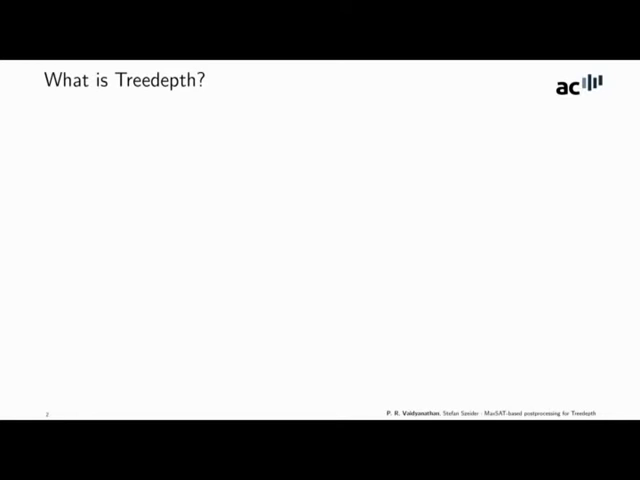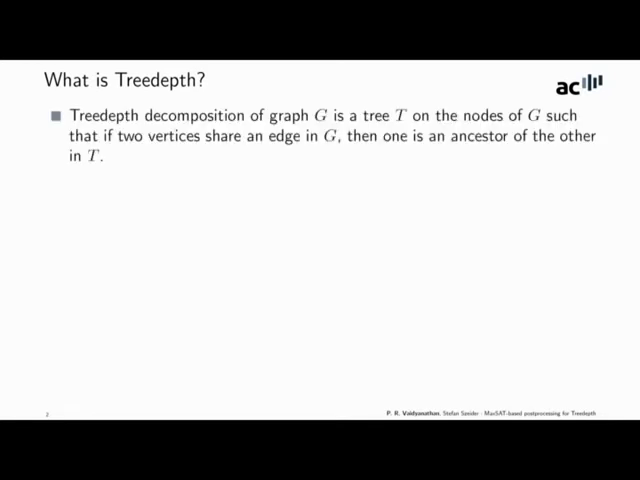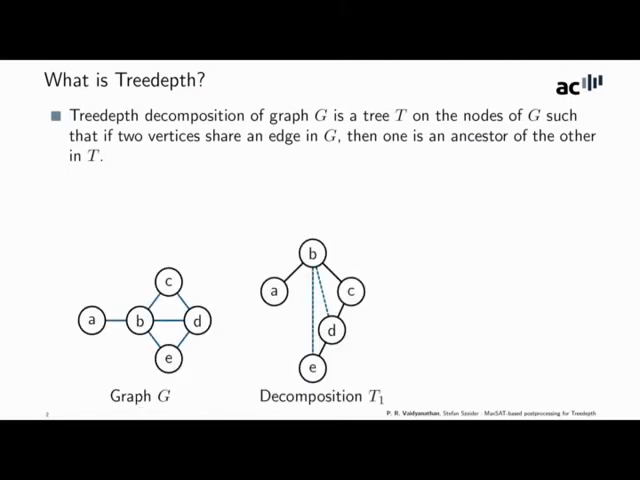So let's look at the basic definition of tree depth first. The tree depth decomposition of a graph is a tree on the nodes of the graph, such that if any two vertices share an edge in the graph, then one is an ancestor of the other in the tree. For example, here is a graph G. Here is one valid tree depth decomposition. As you can see, the black and the blue lines together in tree T1 cover all the edges of the graph G. The blue lines indicate the ancestor-descendant relationship.